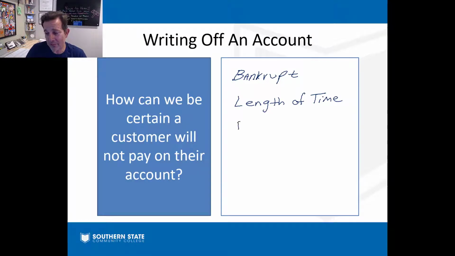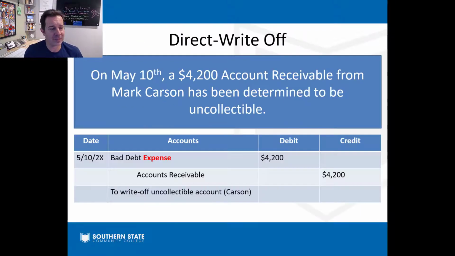Maybe the customer died. Maybe the person that owed money has passed away, and we don't think we're going to be able to collect it. So there are all kinds of reasons why we've become certain that we're not going to be paid back an amount we're owed. Under the direct write-off method, once we become certain, we write off that account and include it in bad debt expense. So here's an example using a journal entry.